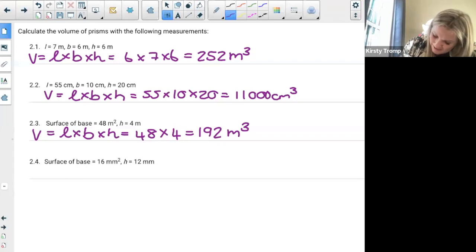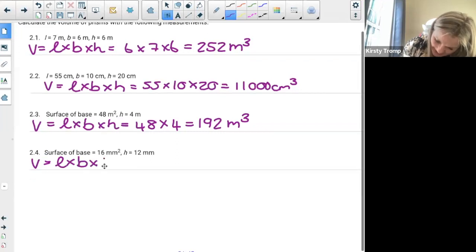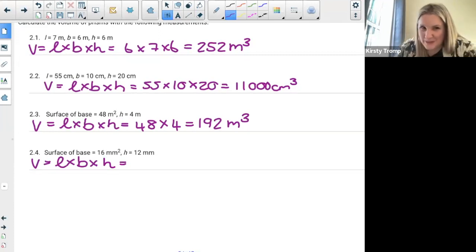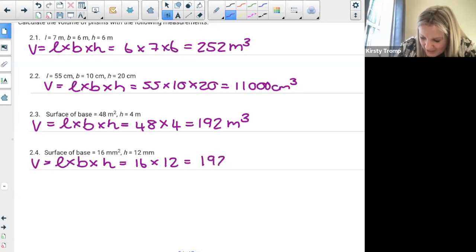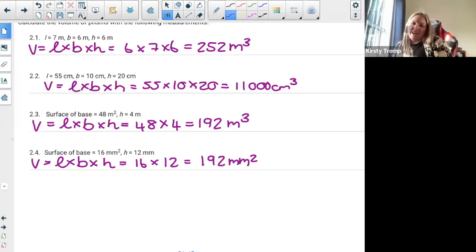Tell us, how do we do the last one? So, ma'am, you're going to say volume equals length times breadth times height. Okay, cool. And now what do we say? And then you're going to say 16 times 5 times 12. Well done. And what's 16 times 12? Equals 192 millimeters squared. Thank you so much for being brave. Well done.